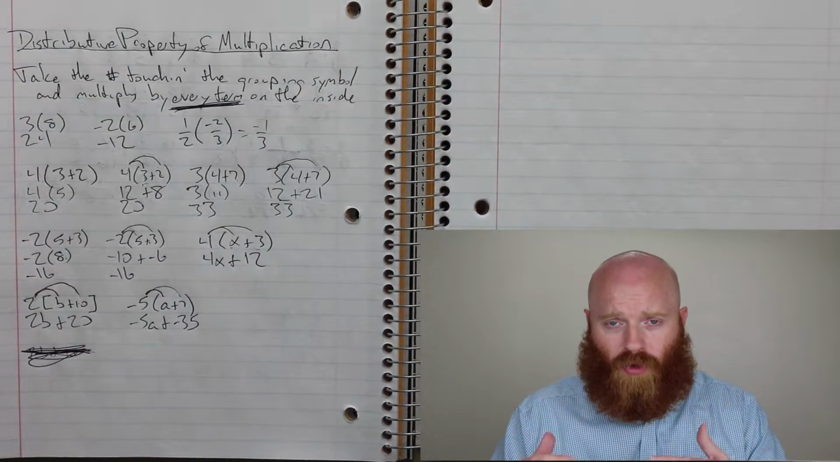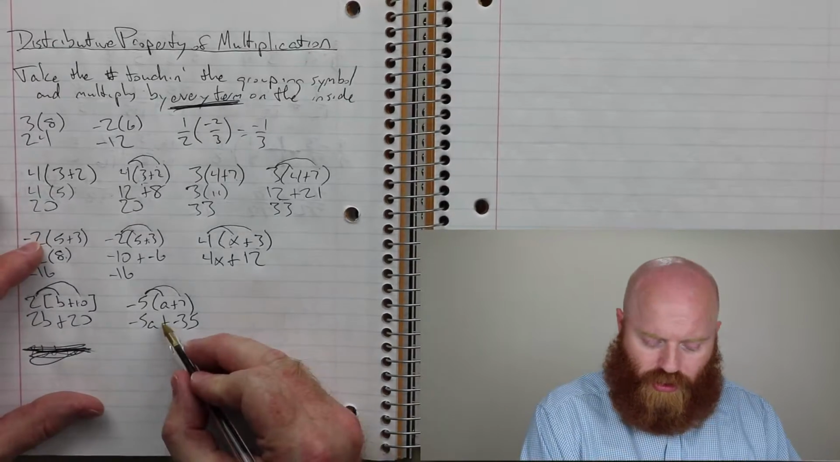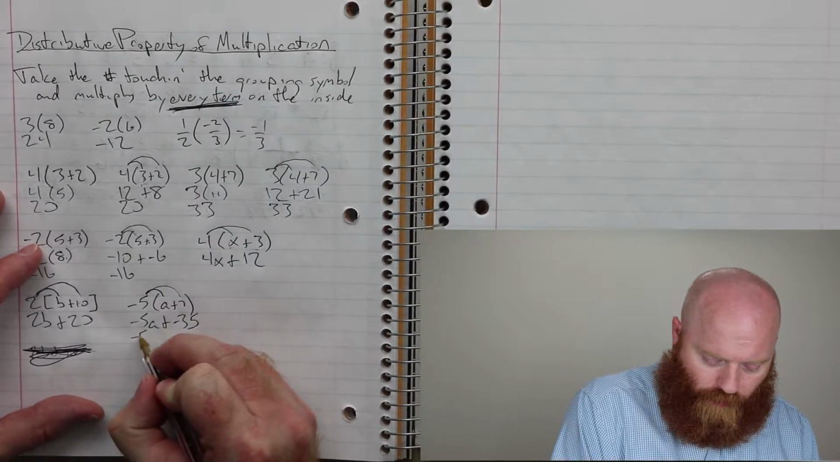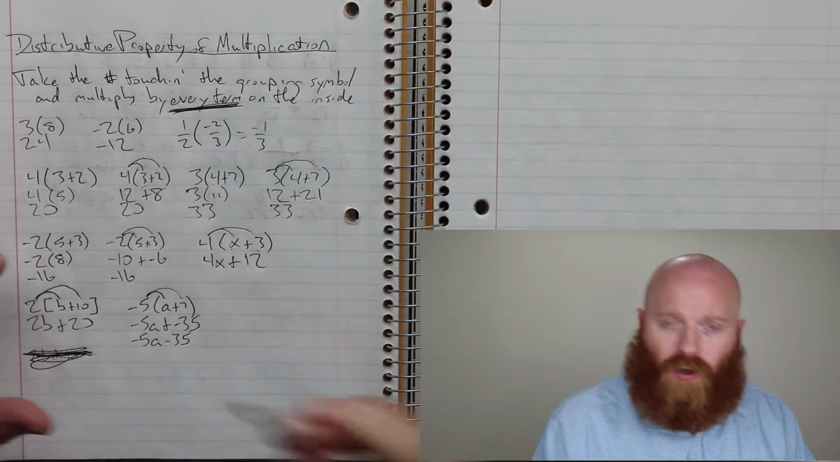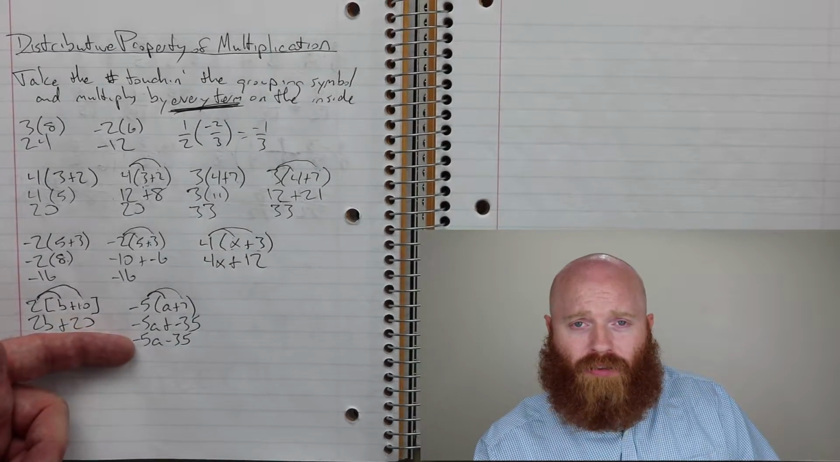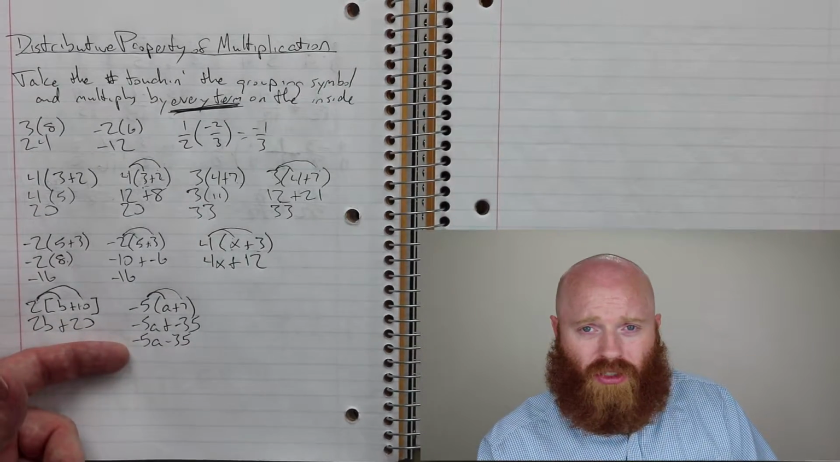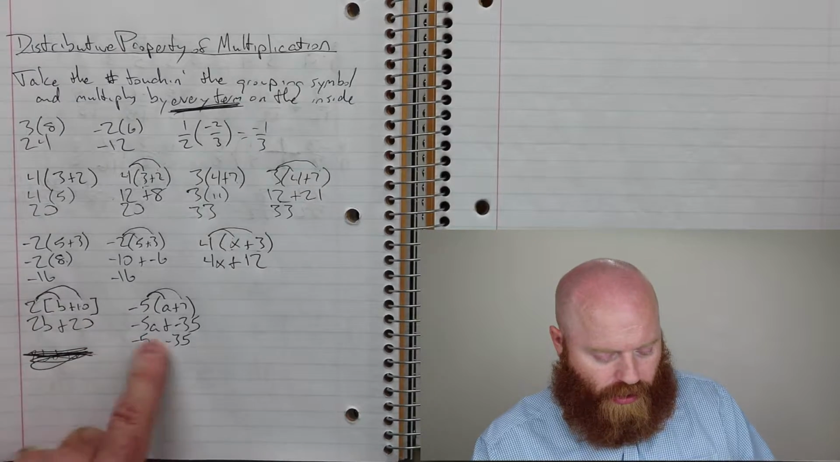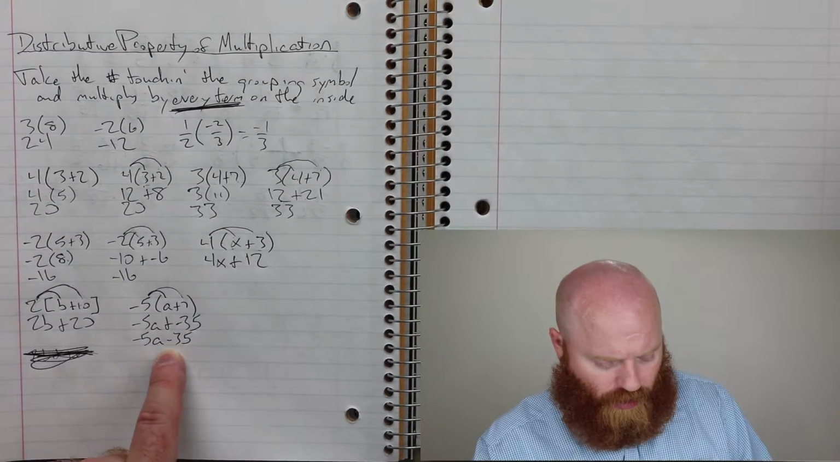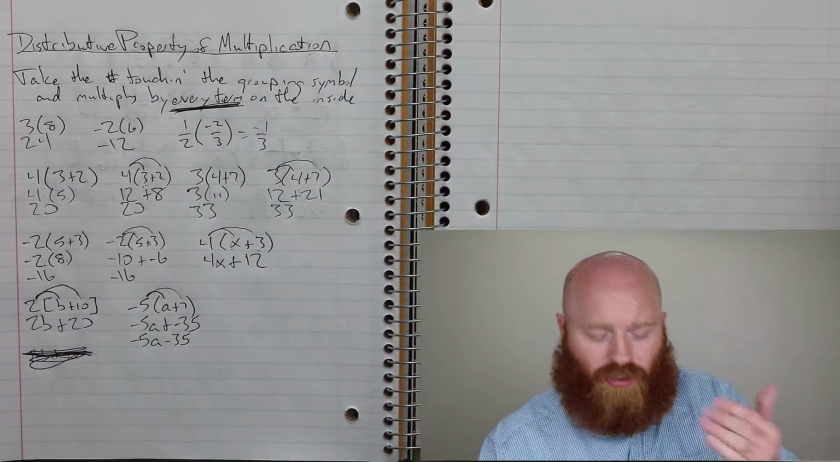I just do it while I'm showing my work, but when I present my answer, I'm going to change this back to a subtraction sign. -5A minus 35. That's what you'll see in an answer key in the back of a book, or in your teacher's answer key binder. Everybody always changes it back to subtraction for the answer. But the bottom line is you already know how to do it, and that's the important thing.